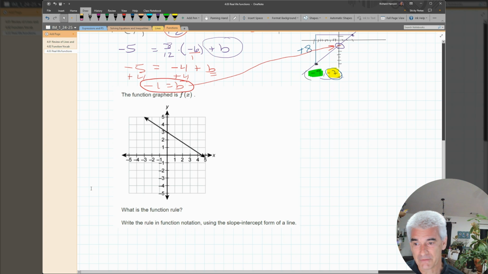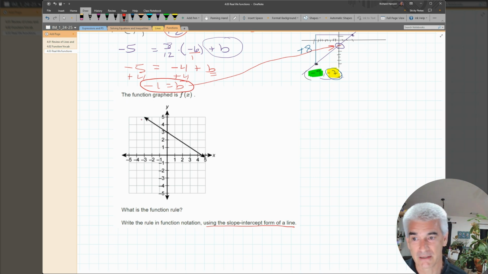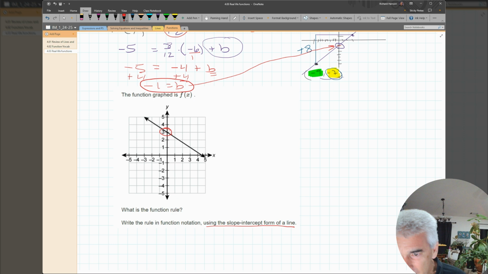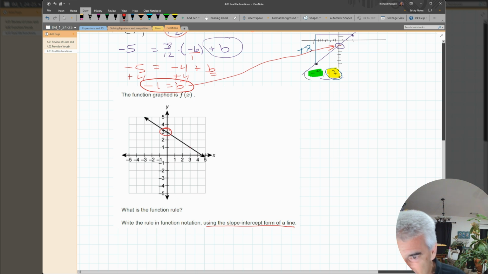Okay, this function graphed here, what is the function's rule? They're telling us, and it looks like it's a line, so they're saying use the slope-intercept form of the line. This one's much easier than the one we just did, because they gave us the y-intercept. And I know another point. Let's look and see if it looks like it goes through that point. So I'm going to use that for my slope.